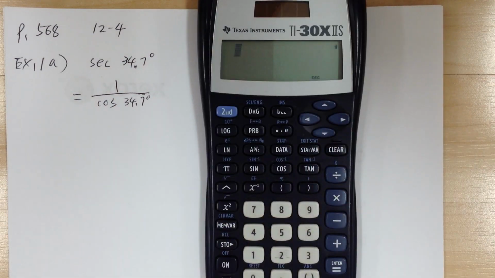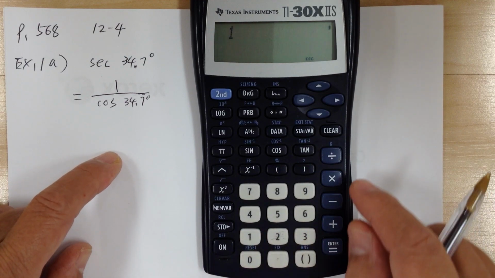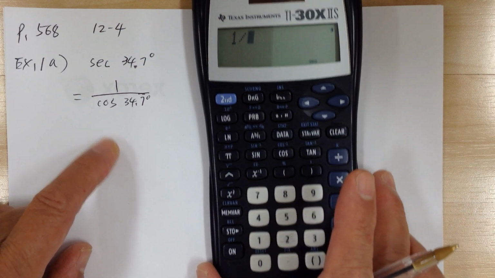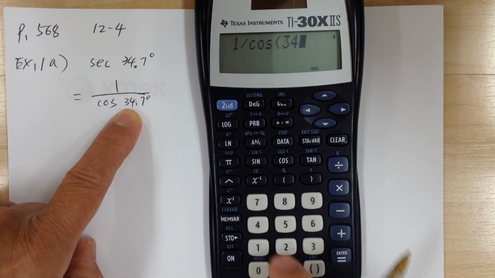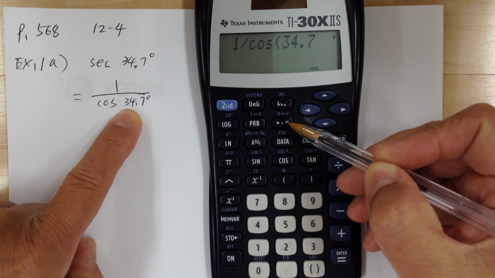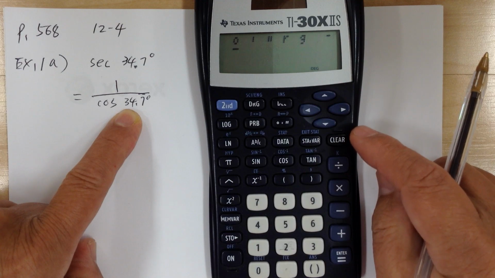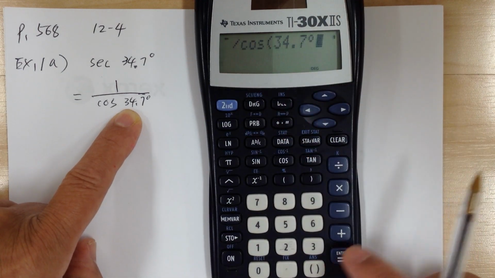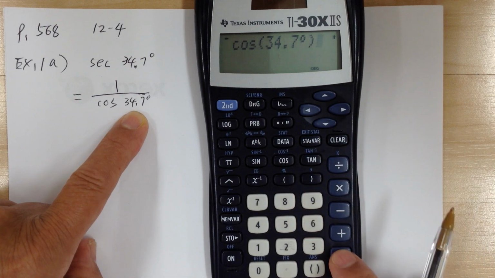After that, you just enter exactly what you see. So you push 1 divided by, and then push the cosine button. You have to enter 34.7 degrees. Over here, there's a button for degrees, minutes, and seconds, and there would be the degree. So enter that, then close your parentheses, and push equal.